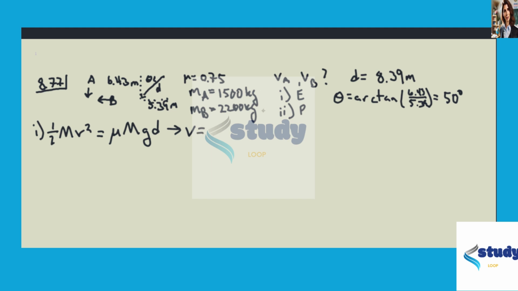So the speed they were going immediately after the collision is the square root of 2 times the coefficient of friction times the acceleration of gravity times this distance. They were going 11.1 meters per second together right after they hit.